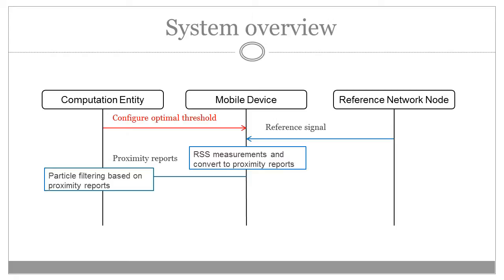In this work, we assume an optimized threshold has already been obtained. Then the signaling procedure to perform the positioning algorithm is illustrated in this figure. On the network side, a computation entity will configure the mobile device with the optimal threshold. Then the mobile device measures the RSS of the signal which is sent from the reference network node. The RSS values are then converted to proximity reports, which are sent to the computation entity for position estimation.